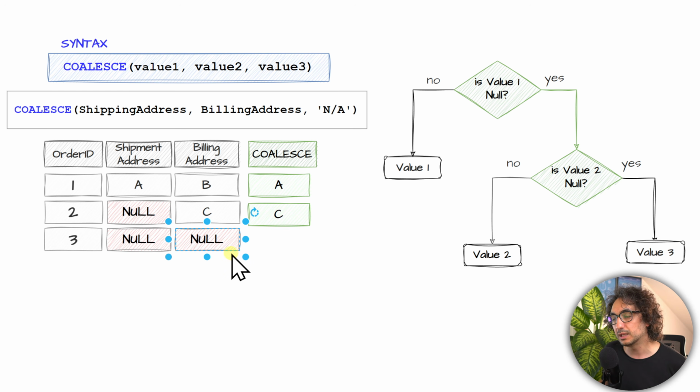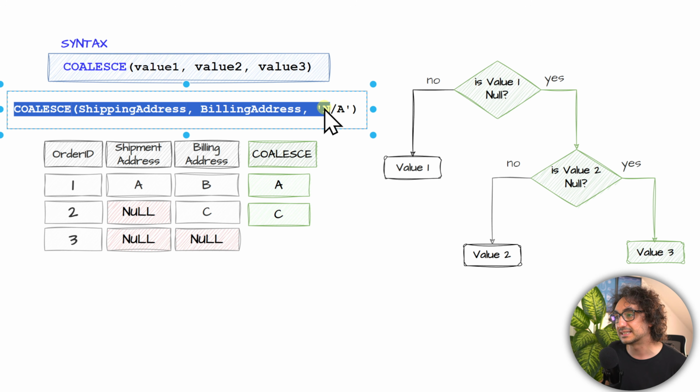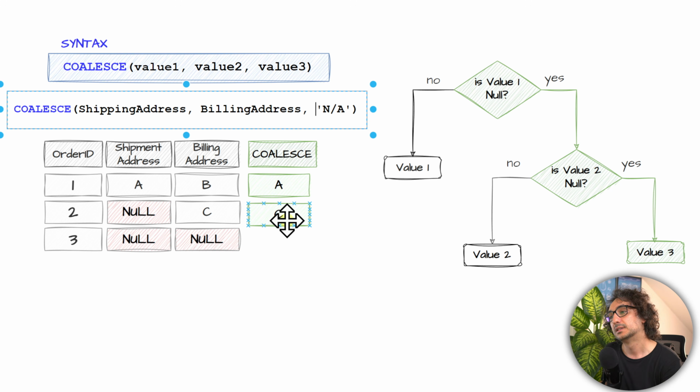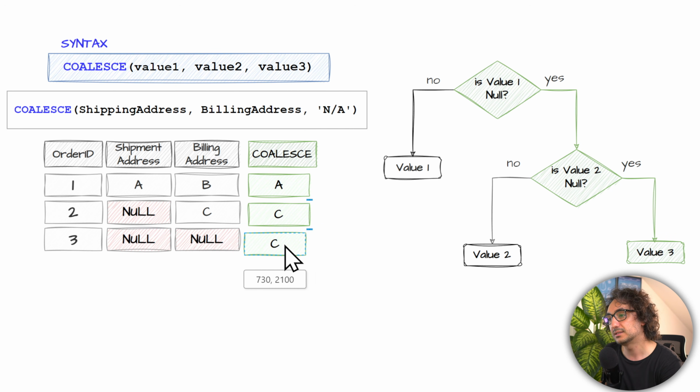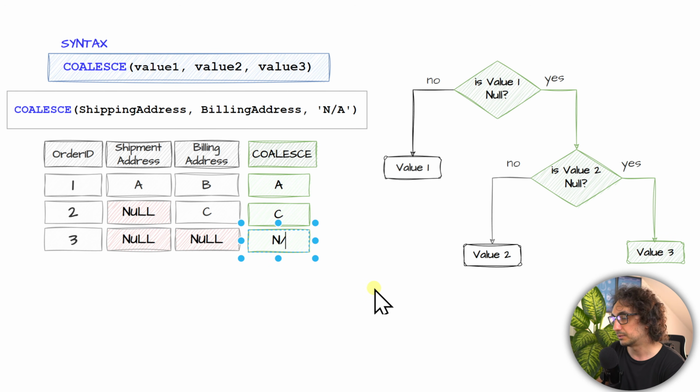So this time SQL will not return the billing address value since it's null. It's going to return the third value. And what is the third value? It is our static value, the NA. So in the output, we're going to get the NA, our default value. With that, as you can see in the output, we will not get any nulls. We are using the default value and multiple columns as well.